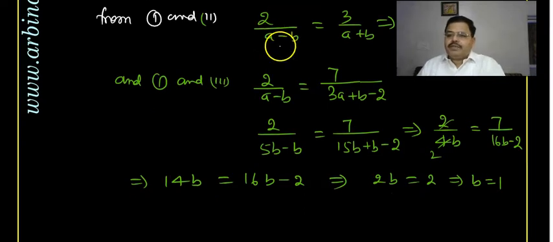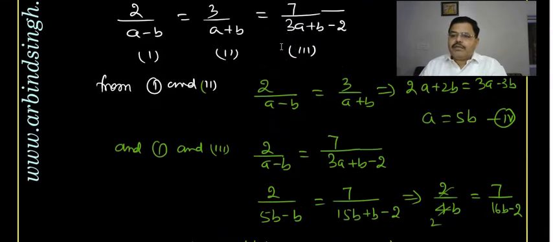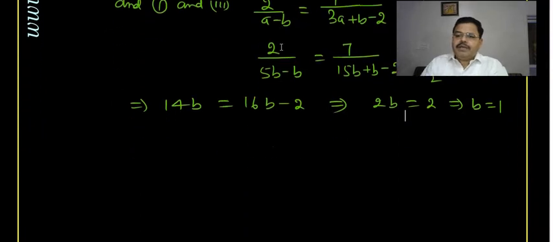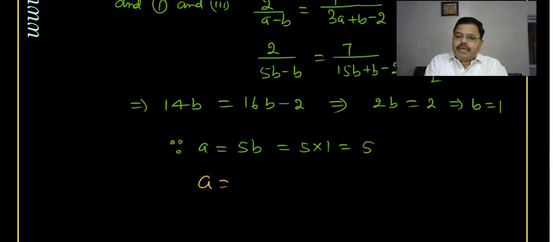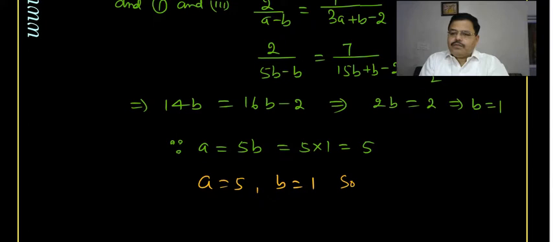So b is 1. Now you can use any one of them: a = 5b, and therefore 5 into 1, that is 5. So b is 1 and a is 5. a is 5 and b is 1. That is the solution of this question. Right?